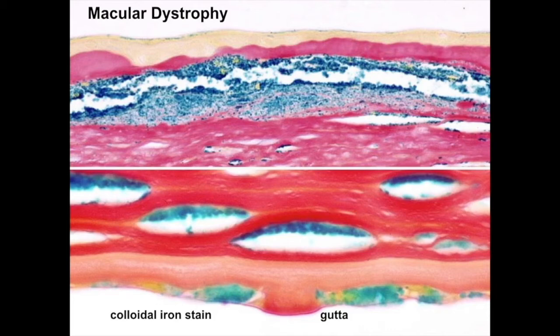Here are two photomicrographs stained with colloidal iron. At the top, we see one of the larger extracellular deposits of the keratan sulfate. Below, we see the intrakeratocyte deposits and deposits within the endothelial cells. Also note the guttate excrescence of Descemet's membrane. Guttate excrescences can occur in macular dystrophy. Again, we've seen them in interstitial keratitis, and we will see them most commonly in Fuchs endothelial dystrophy.